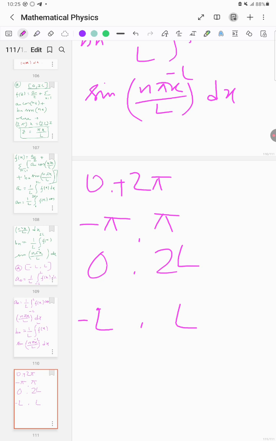So we have just derived the expression for a naught, a n and b n for the 0 to 2 pi case, and we have put the others, like minus pi to plus pi, 0 to 2L, and minus L to plus L, into those expressions of 0 to 2 pi, and we have found the results. Results in the sense of how the values of a naught, a n, and b n change accordingly. So that's it for now. Let's end our lecture here.